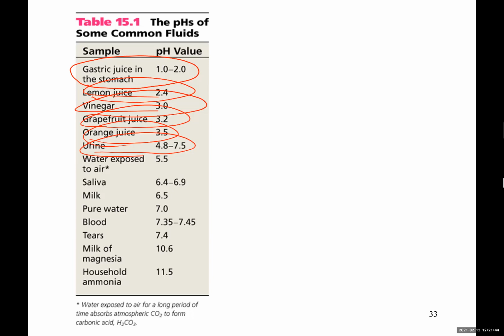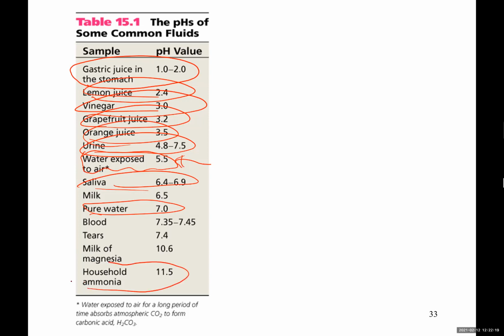So water, if you distill water, immediately after distilling, it's 7. Let it stand in the air, it's going to absorb carbon dioxide from the air. It makes carbonic acid. It becomes acidic. So water which is exposed to air is not pH 7, it's pH 5.45 or around that. So saliva, 6.4 to 6.9. Pure water, freshly distilled water, is pH 7.